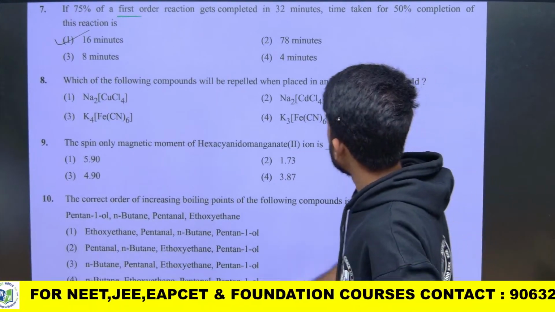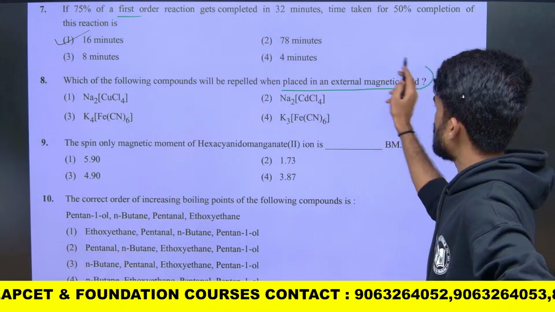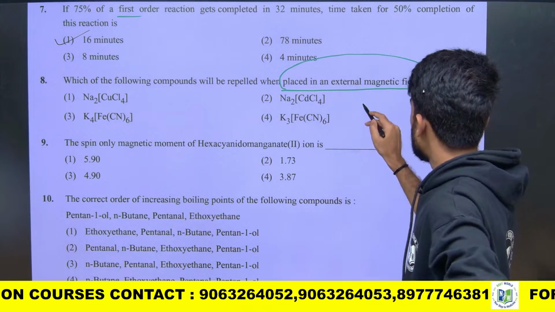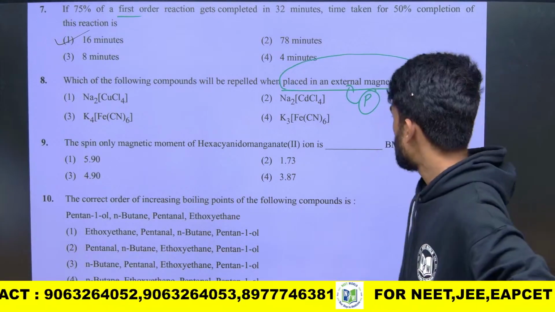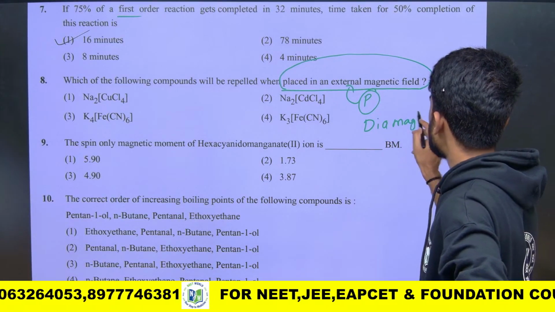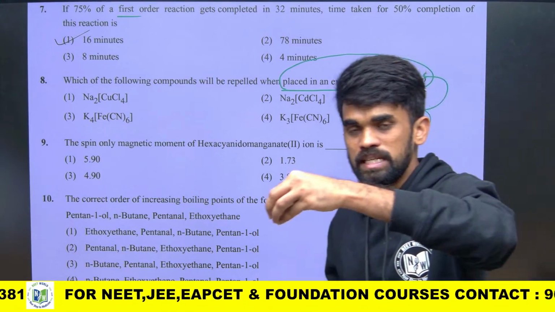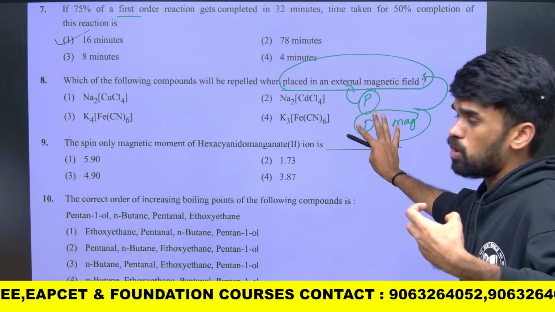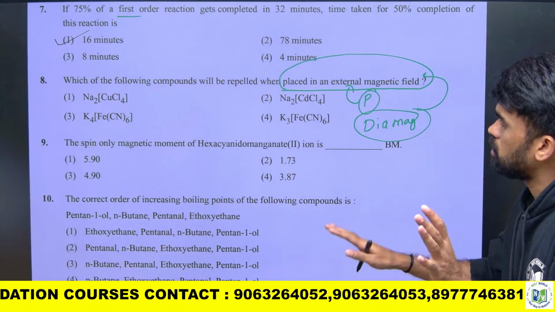Which of the following compounds will be repelled when placed in the external magnetic field? So how can we answer this kind of question? If there is a paramagnetic substance, it will be attracted by the applied external magnetic field. But if a species is diamagnetic, it will be repelled by the external magnetic field. So always remember, a diamagnetic substance placed in an external magnetic field will be repelled. Now identify which is diamagnetic and which is paramagnetic, that's it. So your answer is done.